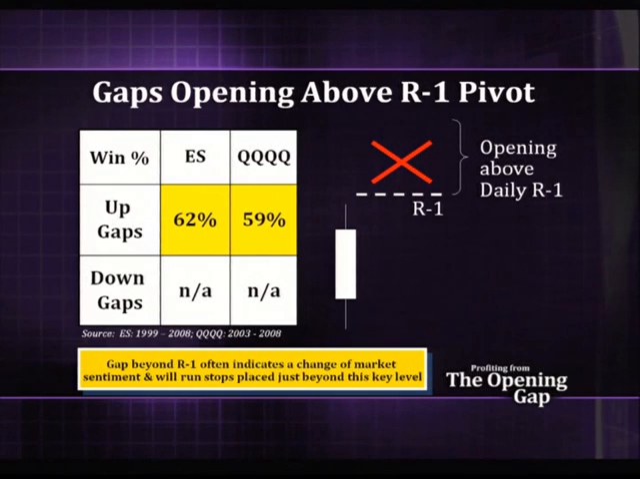Now, I want to be clear about something. Does this mean I would never, ever fade a gap that opened above R1? No. It does not mean that. In trading, it's very rare that I would ever say never. But it just tells me my inclination.